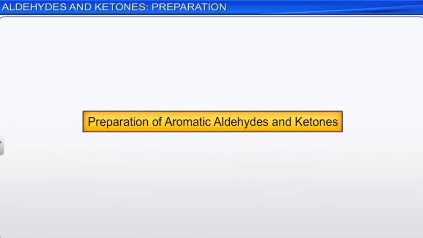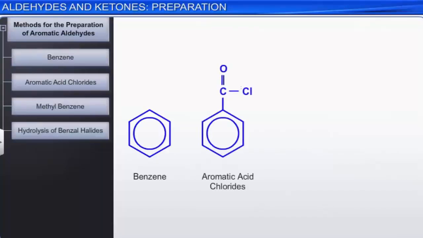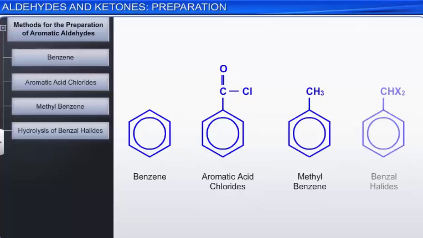Let us now look at the preparation of aromatic aldehydes and ketones. Aromatic aldehydes can be prepared from benzene or aromatic acid chlorides or methylbenzene or from benzyl halides. Let us discuss each method.